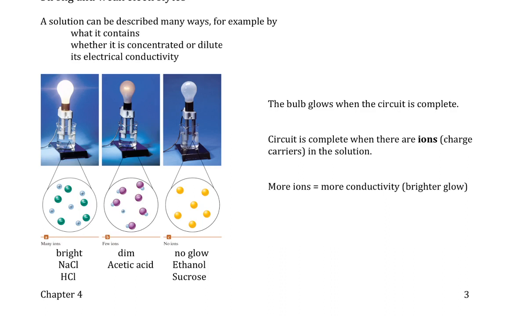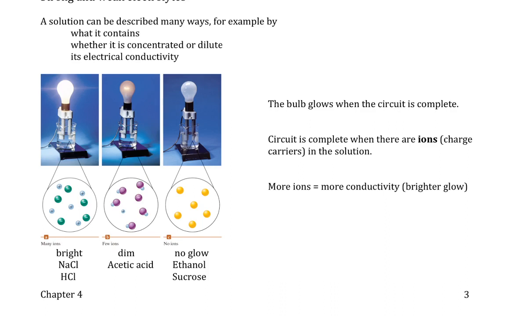So in our first example, we have a bright bulb. Below it, we see what's in the solution. We see that it contains ions. It contains the green negative ions and the blue positive ions. When we dissolve compounds like NaCl or HCl in water, they make lots of ions in solution, so good conductivity, a bright light bulb.